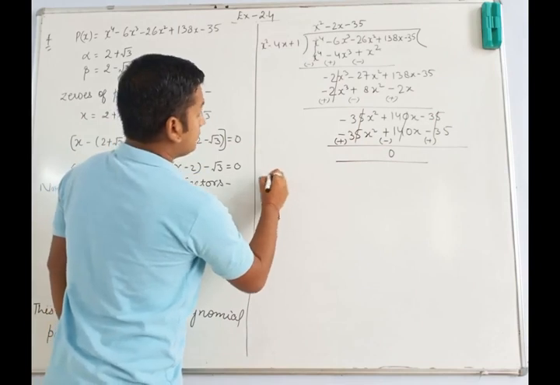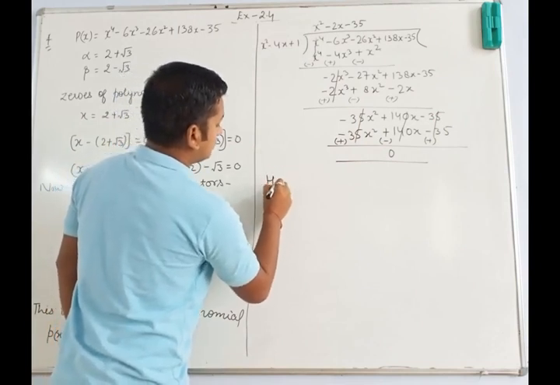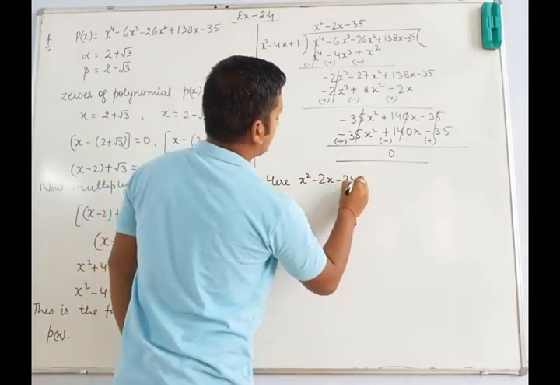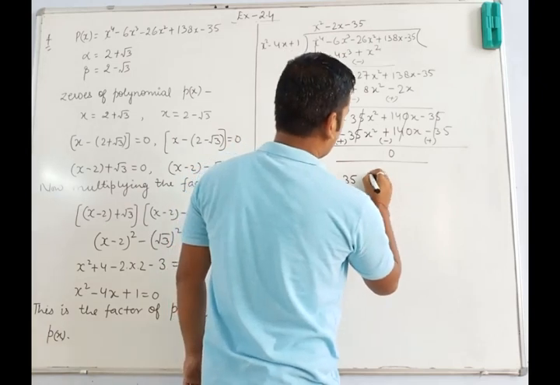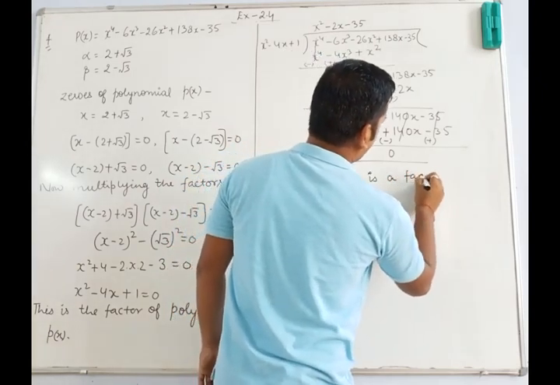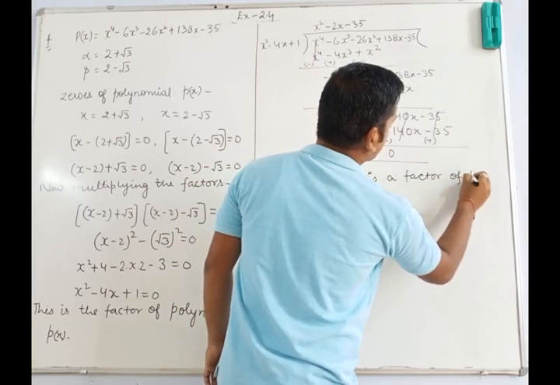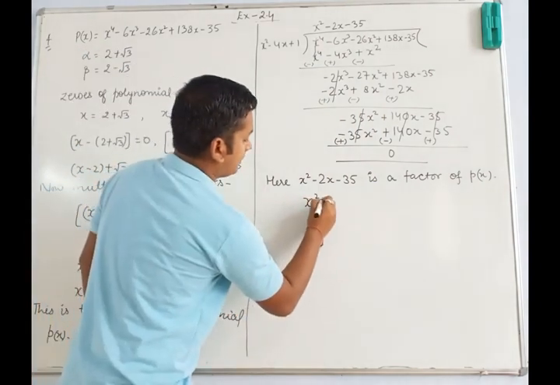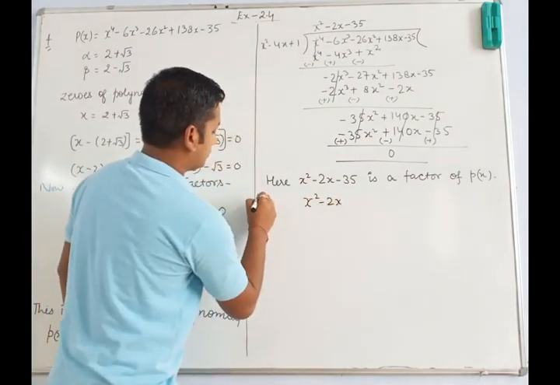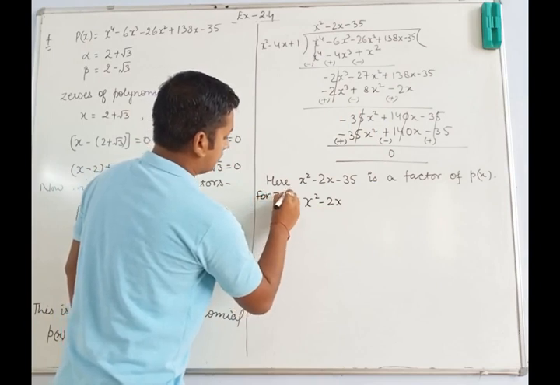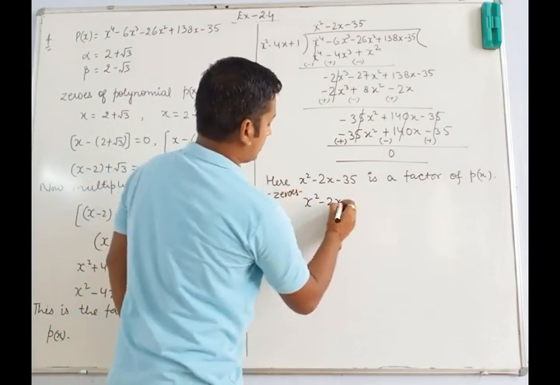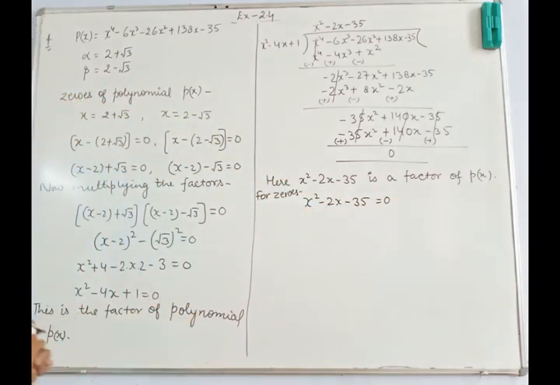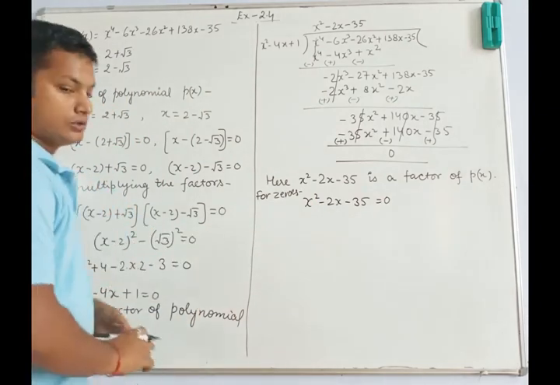Now here, x² − 2x − 35 is a factor of p(x). Okay, so it is a factor of p(x). Now for zeros, x² − 2x − 35 is equal to 0. So we have to find out the zeros of this polynomial. For that, what will we be doing?